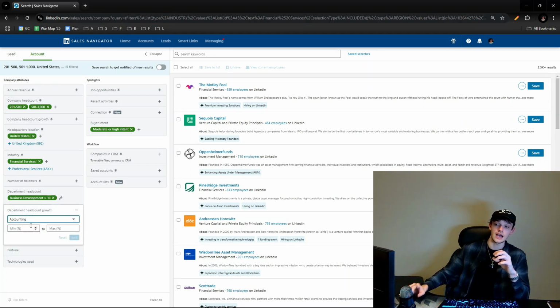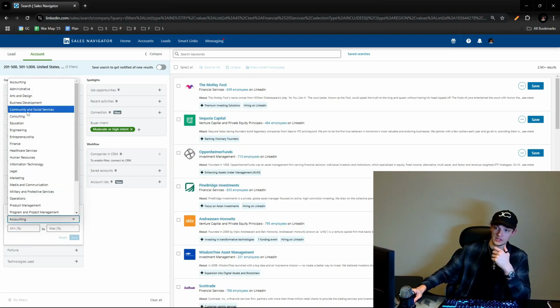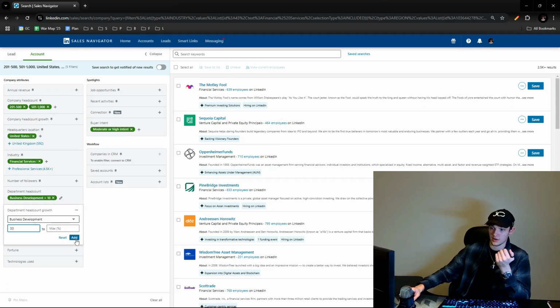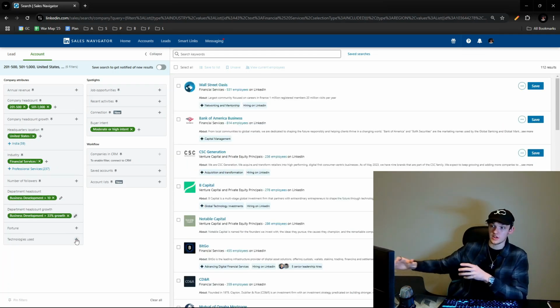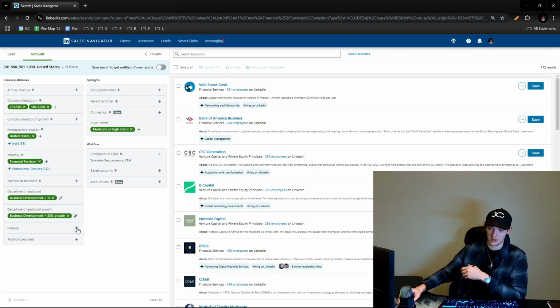You can also look at department headcount growth, okay? So again, if you're looking to actually help people with their business development, you can look at people who are growing like 33% every year on their actual business development team. And again, this is people who are obviously actively trying to grow their sales team, which probably means they're heavily investing into their sales team, which is a good place to target them, okay?